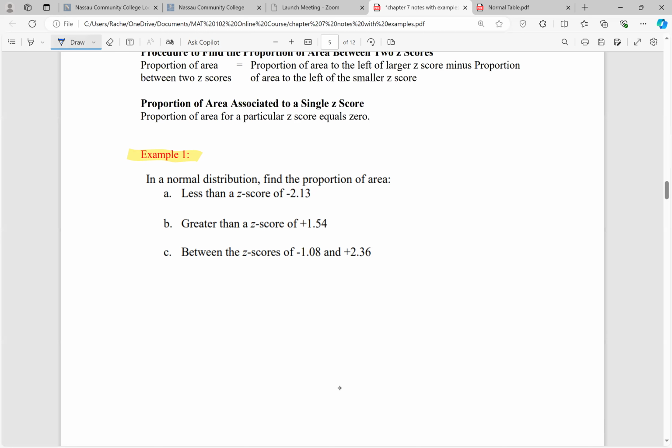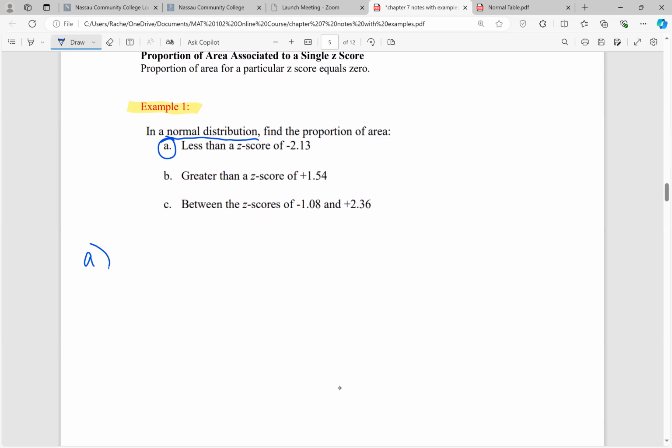In a normal distribution, let's find the proportion of area less than a z-score of negative 2.13. So I'm telling you right now, for every single normal distribution problem that we do going forward, I always want you to draw a picture. It's very easy to make a mistake if you don't draw a picture. So let's sketch a normal distribution. We know what that looks like, right? So we're going to sketch a normal distribution, bell-shaped.